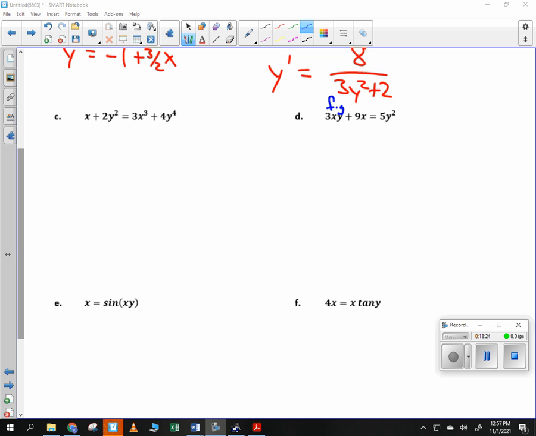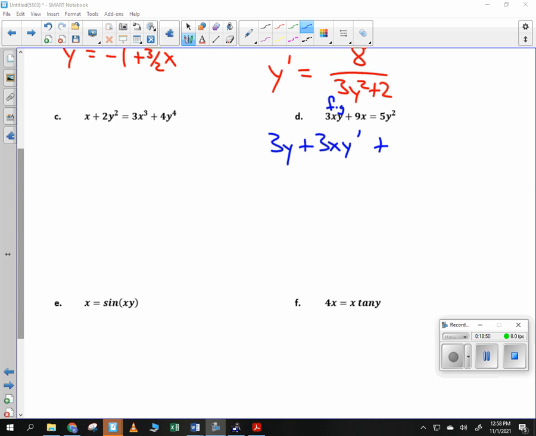Notice how it says f times g. I'm going to say that f is 3x, and I'm going to count g as just y. So product rule, what's the derivative of f? 3 times g, which is y, plus 3x times, what's the derivative of y? 1 y prime. So y prime.